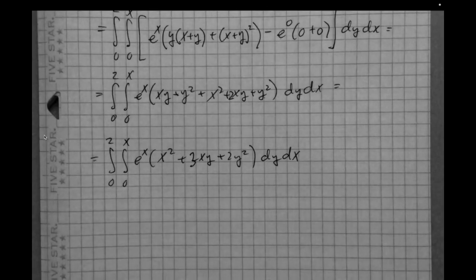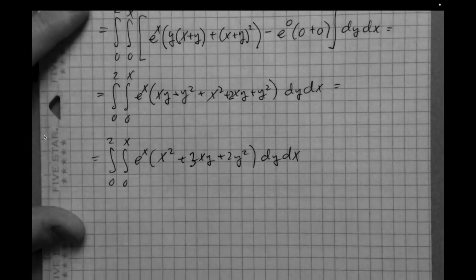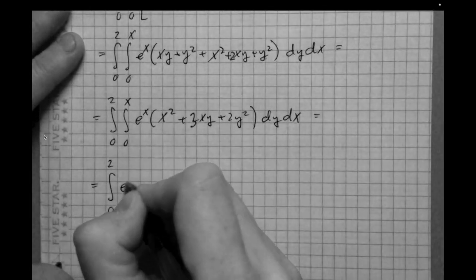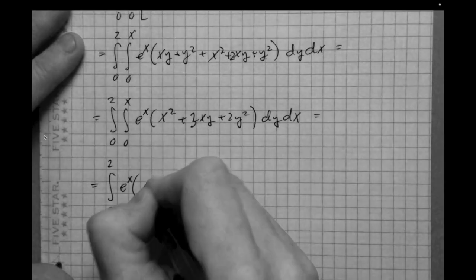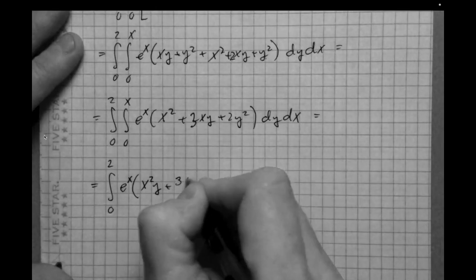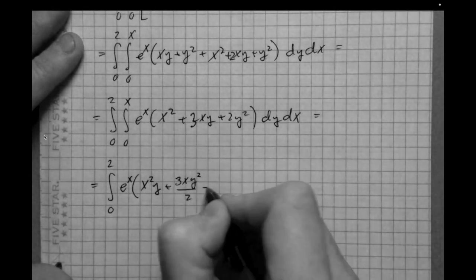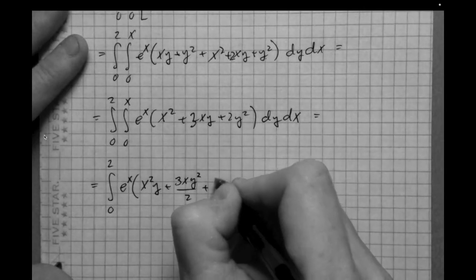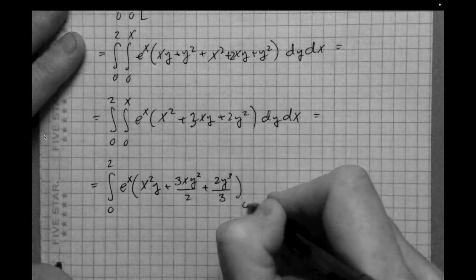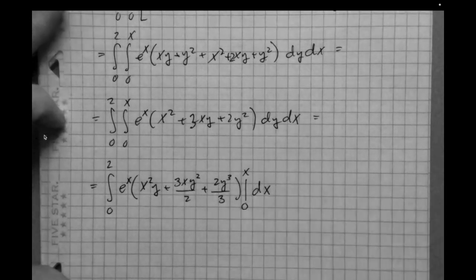All right, and now what we would do is go back through and integrate everything with respect to y. When we do that, we would have e to the x, and then this is going to be x squared times y, and then 3xy squared over 2, and then 2y cubed over 3. And that's going to go from 0 up to x, like so.